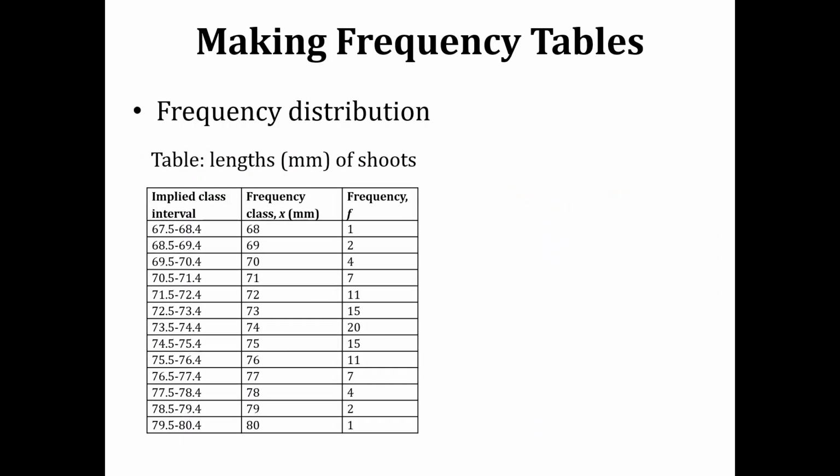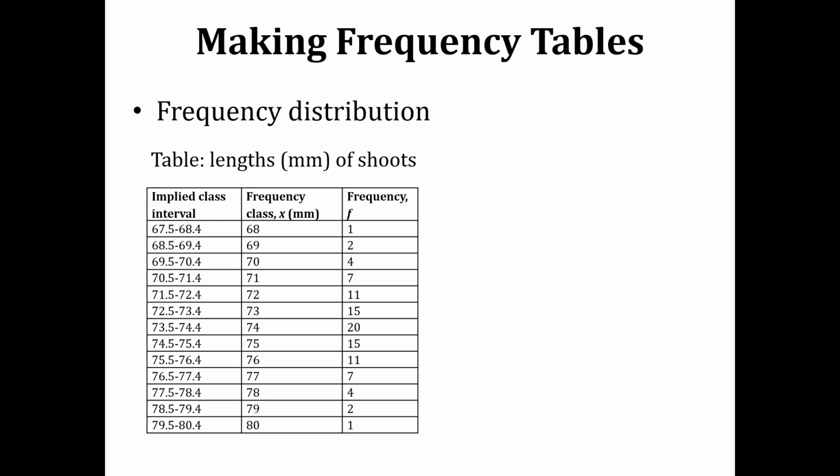So here we have our frequency distribution. Our frequency distribution is basically the distribution of our observations into different frequency classes. So here we have the final table. In the first column, we have the class interval. In the second column, we have the frequency class, which is represented by the letter X, which is basically our observations. And then we have frequency in the third column, and this is represented by the letter F.